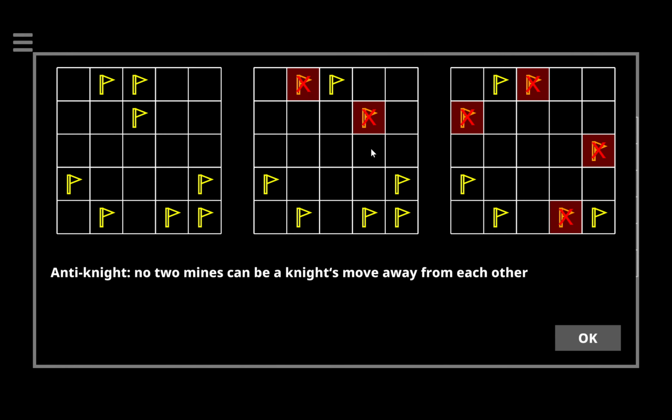This rule set is kind of not similar to Knight, but it operates off of Chess Knight logic. The basic way that it works is that each mine cannot have a mine that is a Chess Knight's move away from it. So you can see that these two have that kind of distance from them, so they are illegal. And more specifically, a Chess Knight's move, if you're not aware, is basically it can move 2 in a vertical direction and 1 in a horizontal direction, or 2 in a horizontal direction, 1 in a vertical direction.